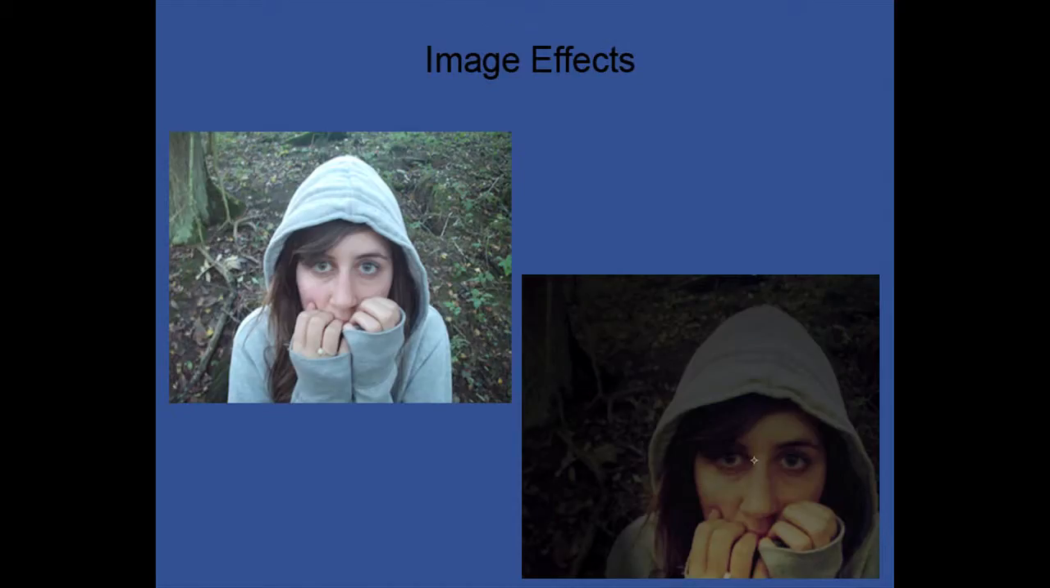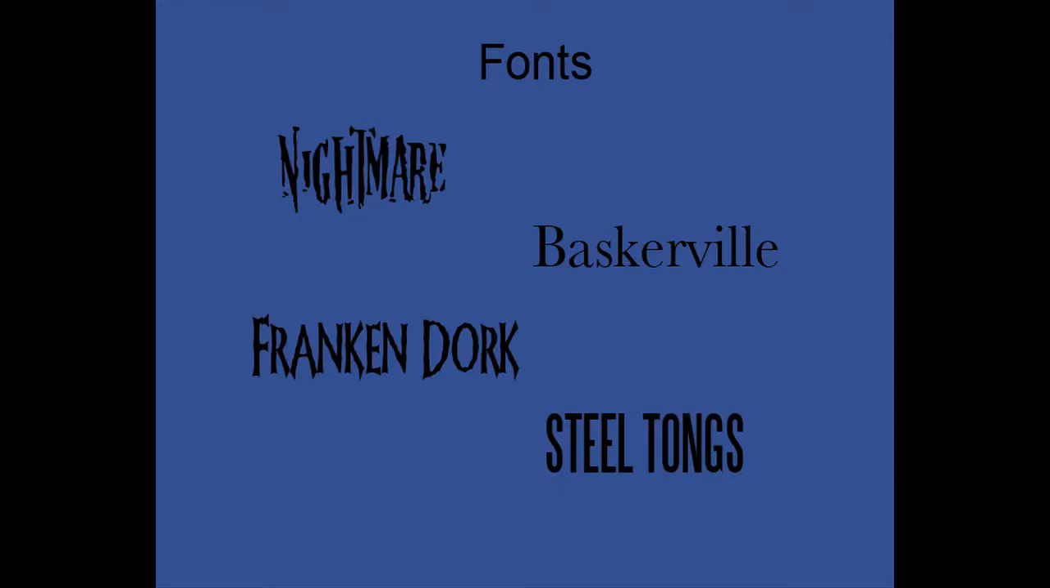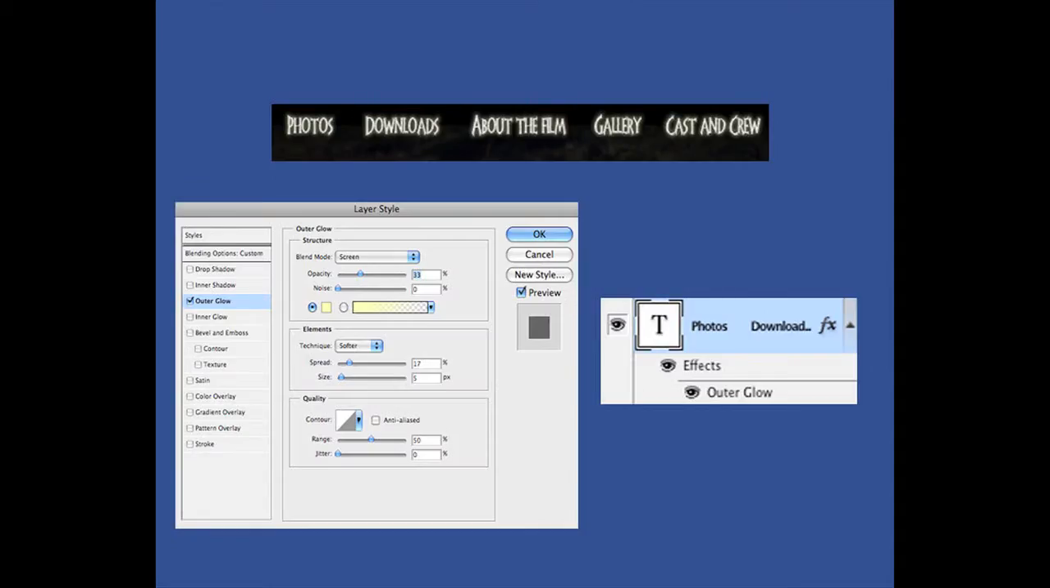I did however manipulate it in a different way. I again imported it into Photoshop and made it much darker. I then faded out its edges so it smoothly merged into its black background. Then I placed my text around the image using the fonts I had previously downloaded. I altered their blending options by giving them an eerie glow to add to the effect of my website.